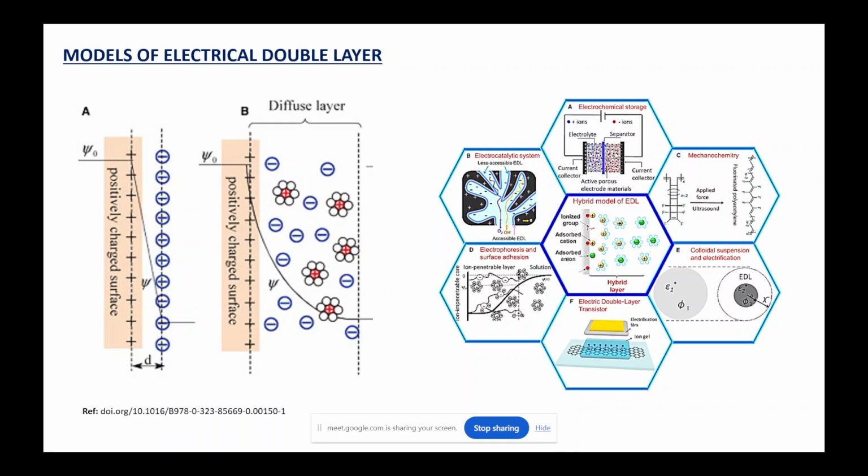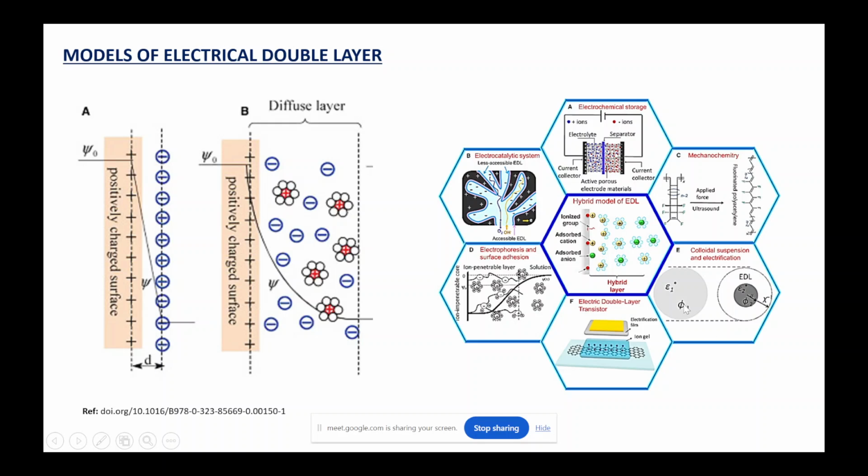From here, it accounts for all the possibilities. The majority of the assumptions that were taken in the Helmholtz double layer are removed now. So this is something more realistic compared to the Helmholtz electrical double layer model. This principle is exploited in a variety of applications.